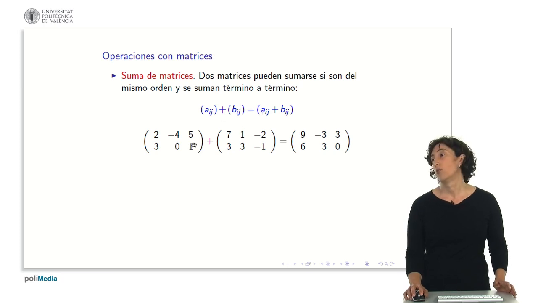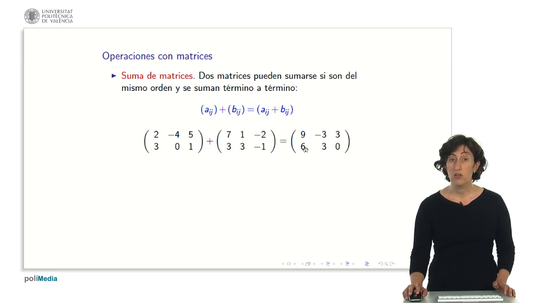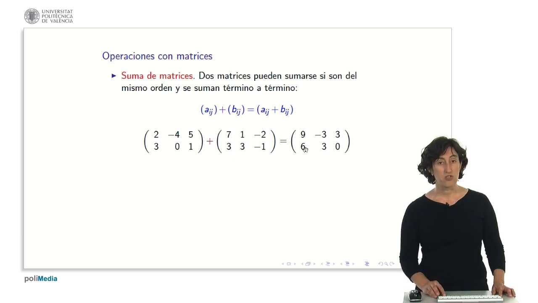For example, if I have this matrix 2 times 3, I will always be able to add any matrix of size 2 times 3, so that I will do 2 plus 7, element 1 by 1, minus 4 plus 1, element of row 1, column 2, minus 3 plus 5 equals 2, element of row 1, column 3. As you can see, they add term by term, and this is the way to add.